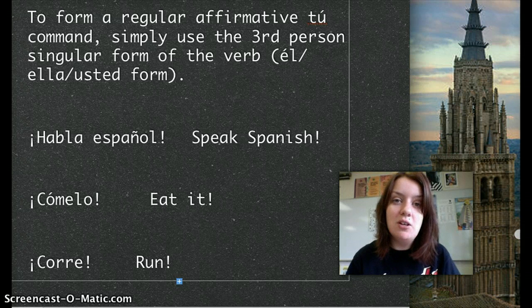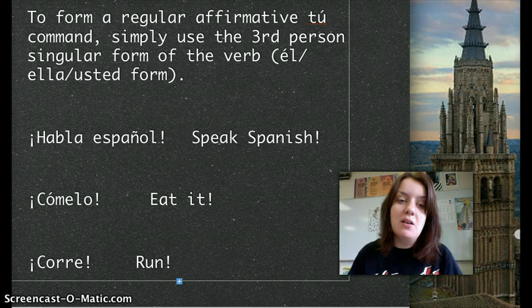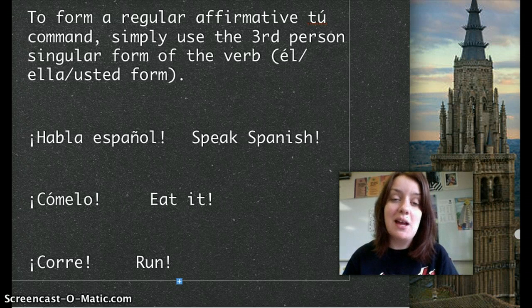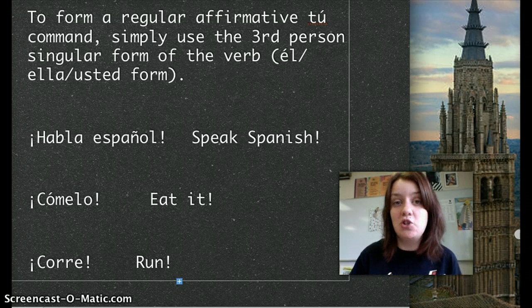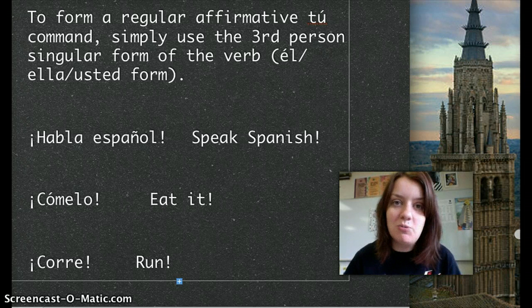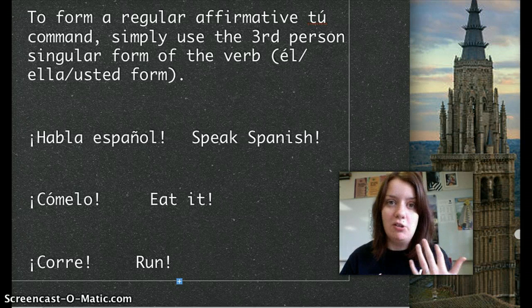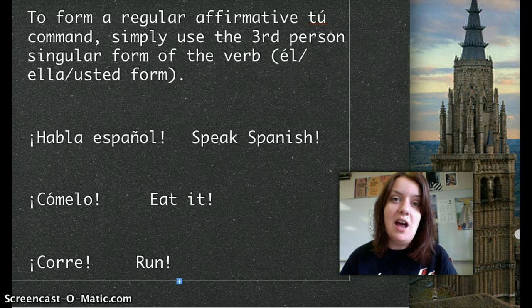There's a couple clues that you can use to help you know that it's a command and not just the he/she form of the verb. If you see exclamation points, as if someone is shouting it, that is sometimes an indicator that it's a command. Sometimes it's the response or the answer to a question. So if somebody asks you, "What should I do right now?" then the response can be a command, which is "speak Spanish right now." So you're looking around a little bit in whatever you're reading or listening to for clues about the context as to whether it is the he/she form of the verb or the command. So "habla español," speak Spanish.